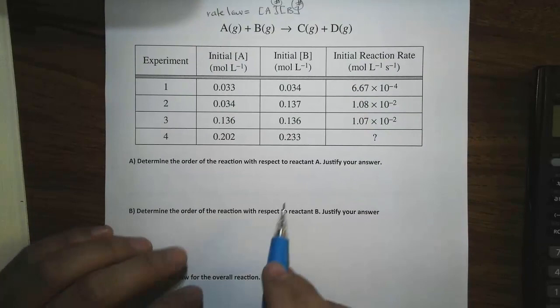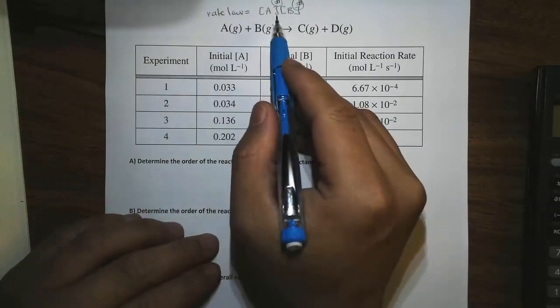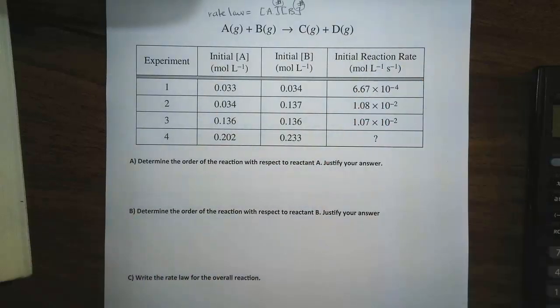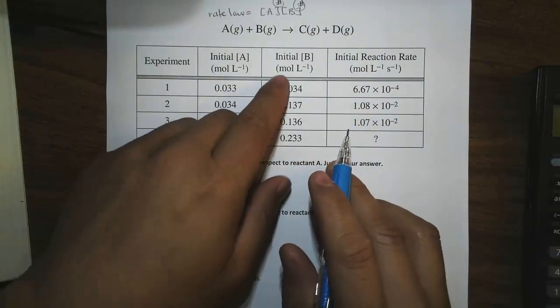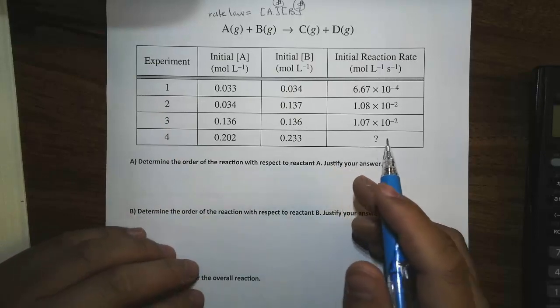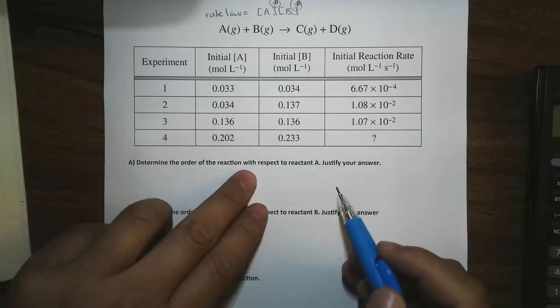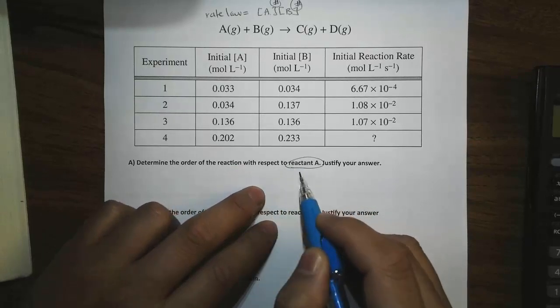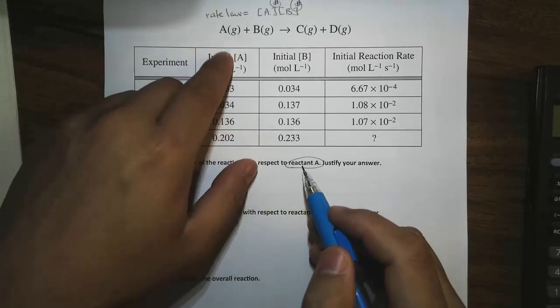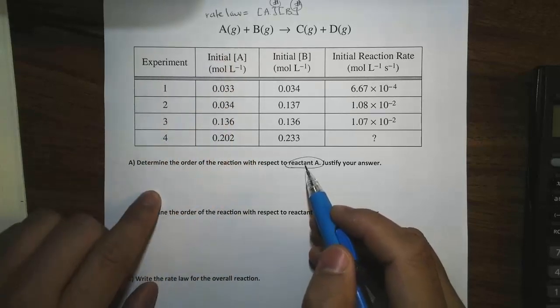Well, you have to do one by one first. To do that, you have to do one reactant at a time. And the goal is to find where the concentration of either B or A stays the same, but one of them is different. So let's look at this problem right there. Determine the order of the reaction with respect to reactant A. So we're going to focus on A. Basically, we are looking at the changes in A in terms of the experiment number.